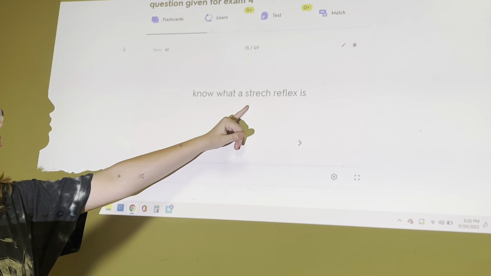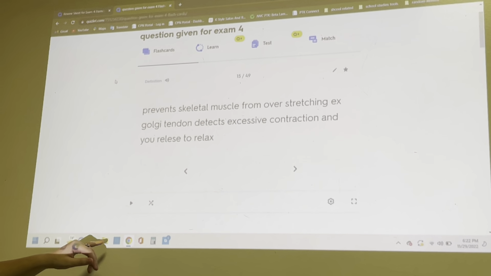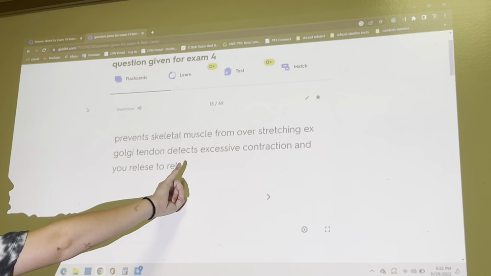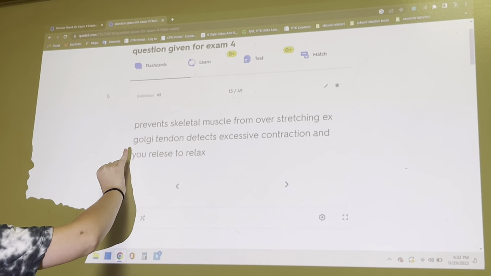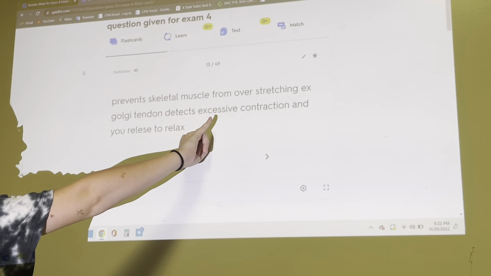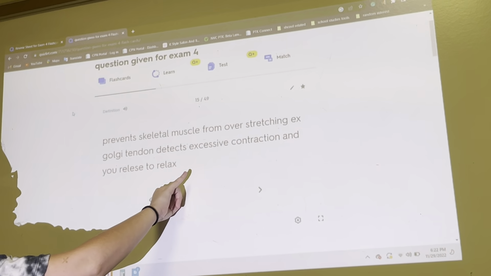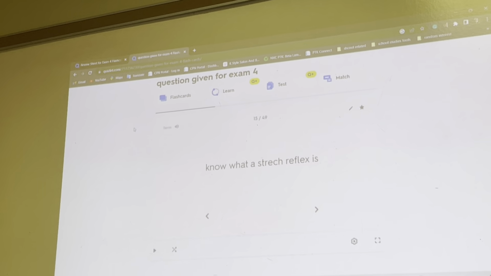Know what a stretch reflex is. It prevents skeletal muscles from overstretching. An example is going to be the Golgi tendon, which detects excessive contraction and makes you release to relax your muscles.